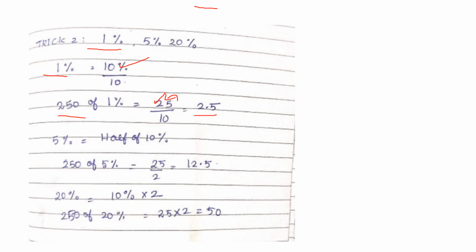Next, 5%. 5% means already we know that 10%. Half of 10% only 5%. So 250 of 5%. So 250 of 10% is 25. So by 2. By 2 means ordinary division, 25 by 2, that answer is 12.5. Next, 20%. So 10% into 2. Our 250 of 20% means our 10% is 25. So 25 into 2 equal to 50. Is it easy for you?